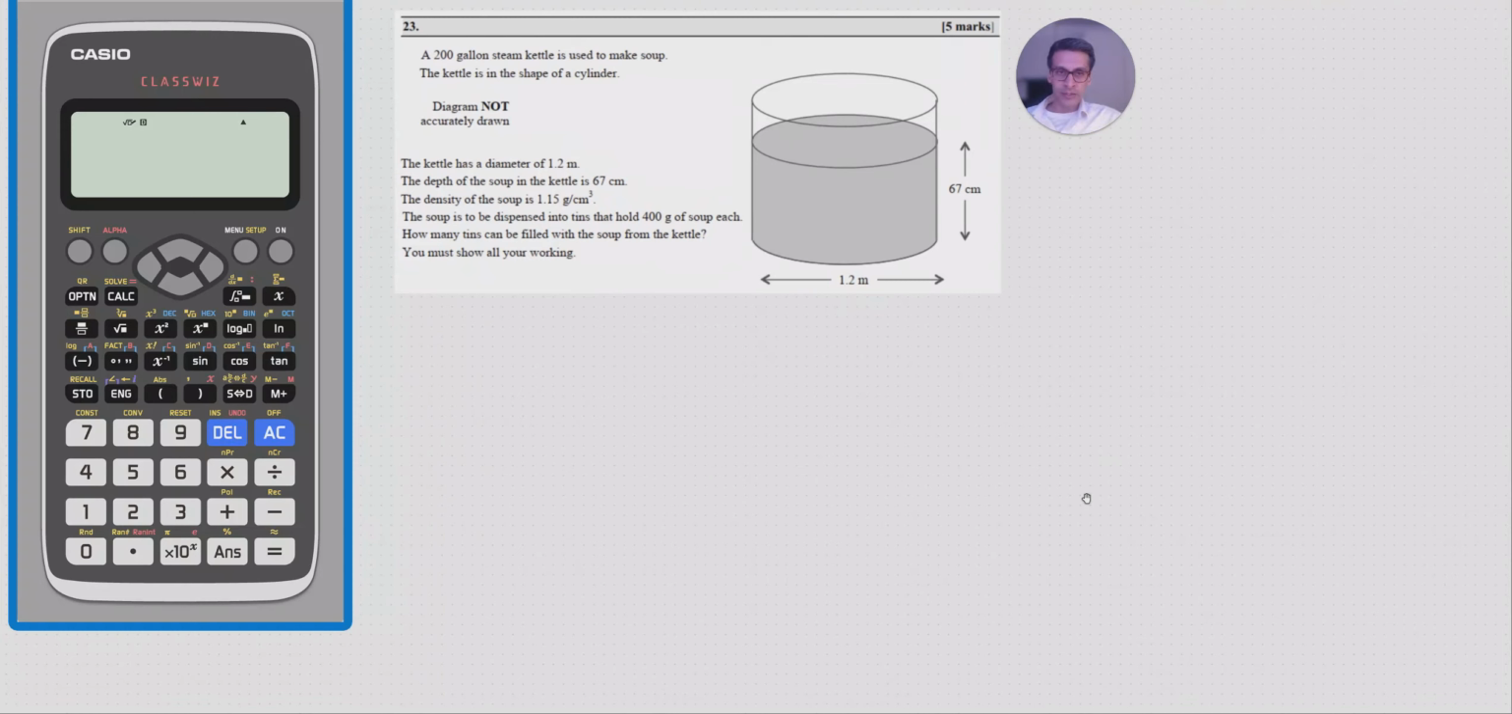Let's have a look at what it says first. So there's a 5 marker. First thing you do with these types of questions is read it first and then make sure the units will line up. So a 200 gallon steam kettle, we don't normally use gallons, but we'll see if that's relevant in the question, is used to make soup.